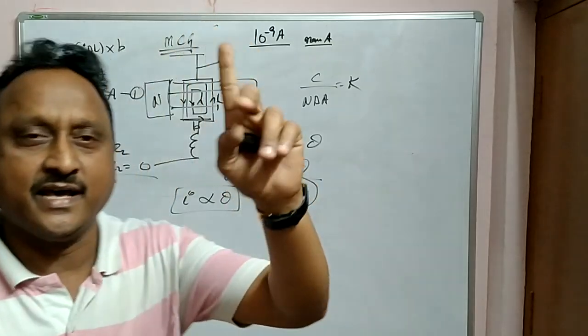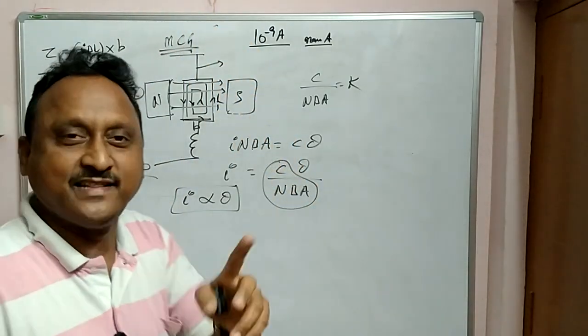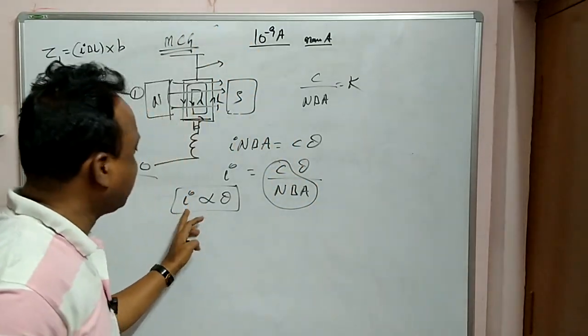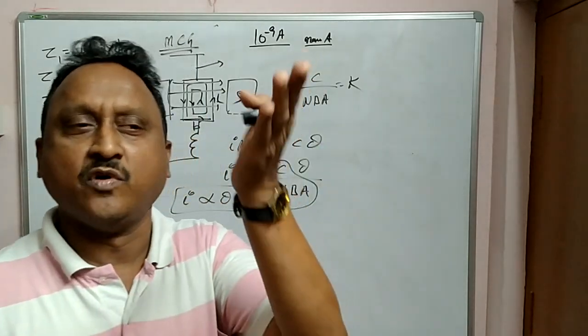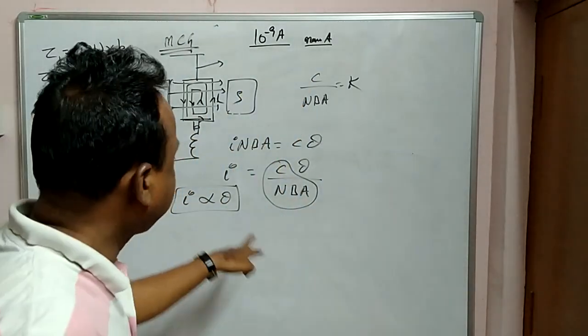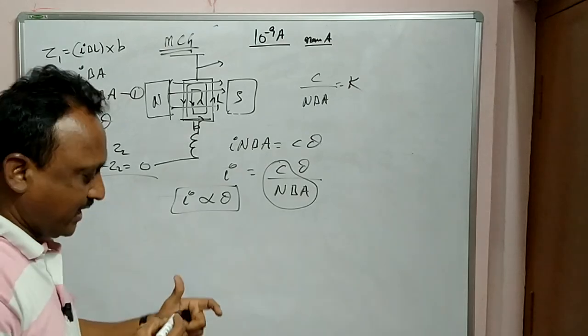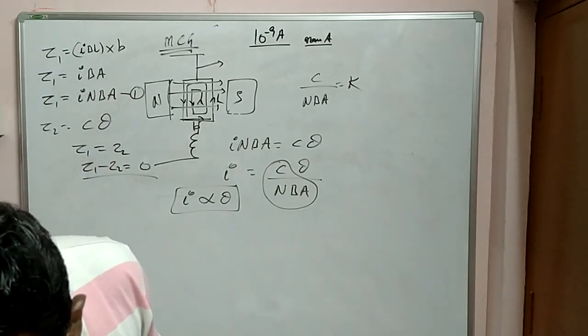In the tangent galvanometer, the current passing is directly proportional to tan theta. In the moving coil galvanometer, I is directly proportional to the angle theta. If the angle is more, the current will be more. If the angle is less, the current will be less. Okay, clear? Please note down.